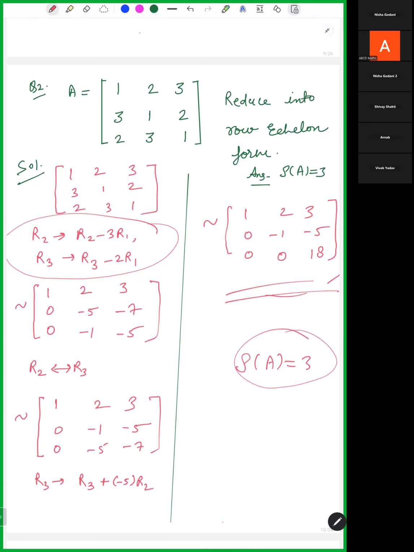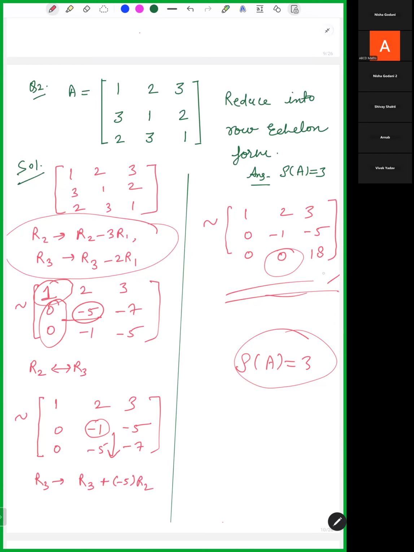Okay. When you follow the pattern, what is the pattern? First, you must have a non-zero entry in the first row as 1, if it is possible. So make it 1 and make all other entries below it 0. Then move to the second row. If possible, make the first non-zero entry 1 or minus 1. Then make all elements below this equal to 0, that we have done here in the last matrix. Then move to the third row.